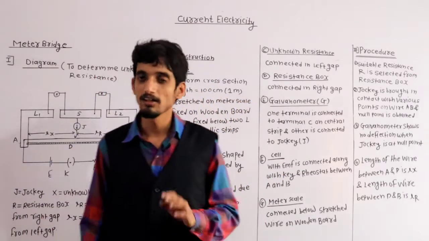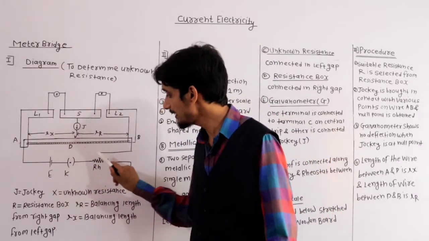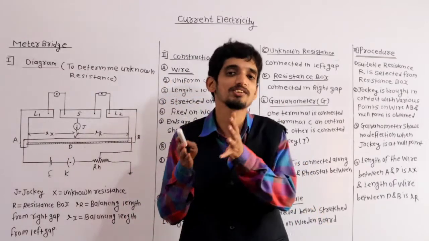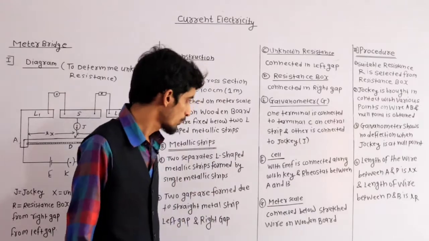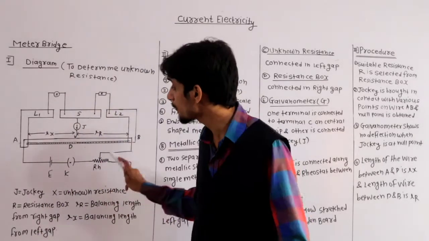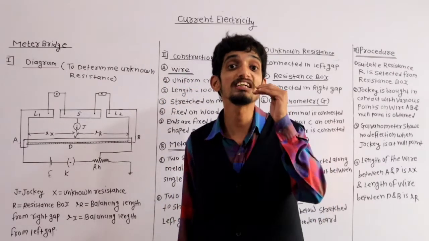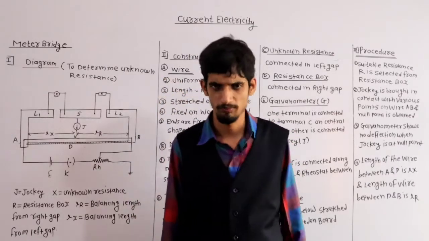And a key is also connected to the cell and rheostat, so that with the help of the rheostat we can adjust the current flowing through this particular wire. And last is the meter scale. The meter scale is placed below the wire to note down the reading, meaning to measure the distance of that particular point from the left end or right end.